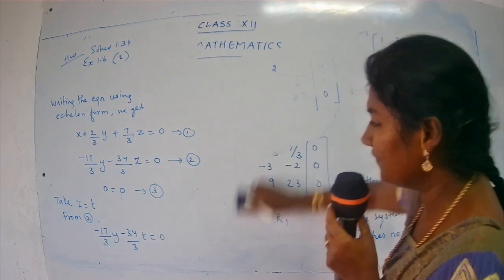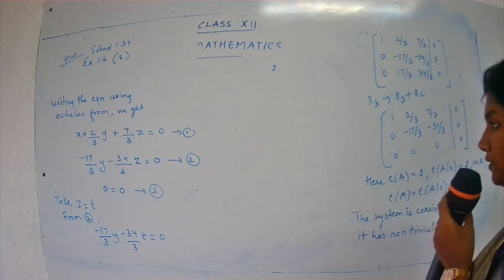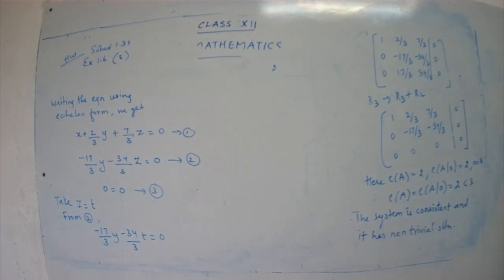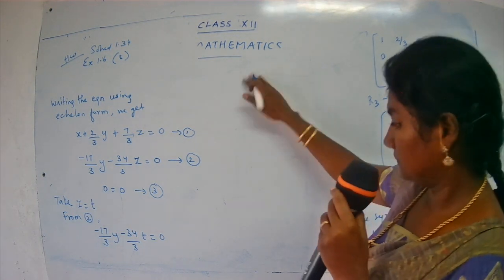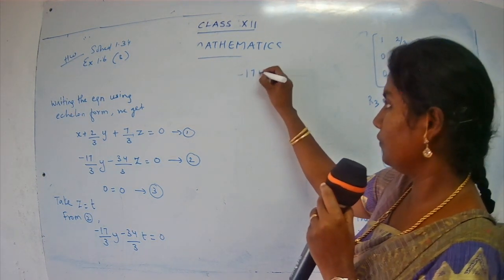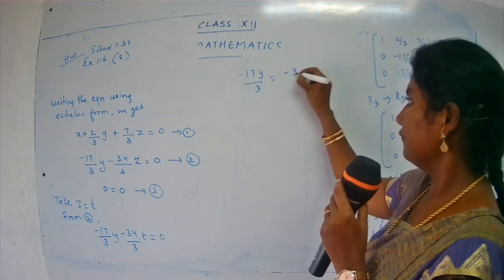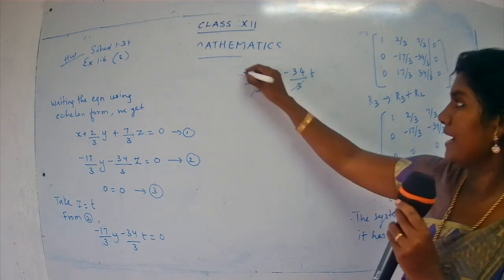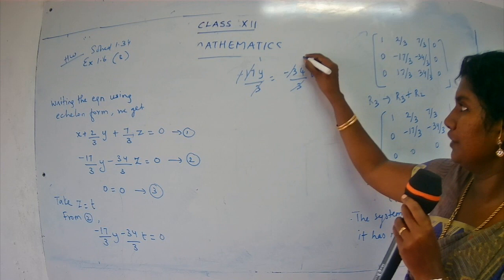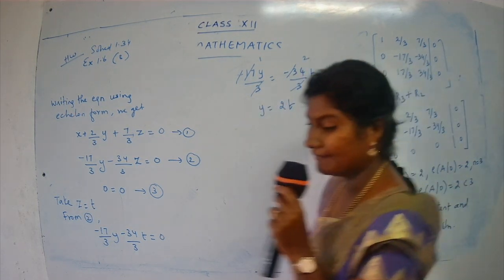It's a simple thing. We have already done this type of sum, children, so this will not be a new thing to you. You can just complete the work. I'm just doing the sum because this is the first sum from homogeneous. So what do I get here? Minus 17y upon 3. I'll take this to this side. Minus 34 upon 3t. Try to cancel. 3 goes off. Minus minus goes off. 17 ones are, 17 twos are. So y is equal to 2t.